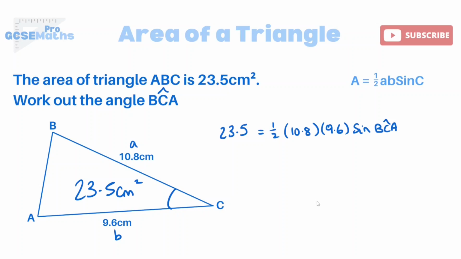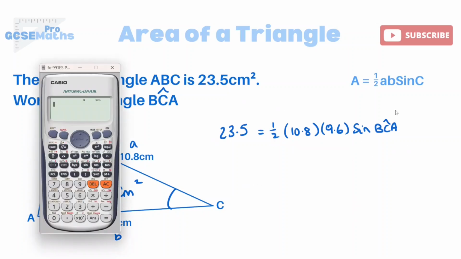So always set up your equation, put it equal to the number they've given you. Now I actually just have to do some rearranging. What I'm going to do first is probably work out these 3 things times together before I move anything. So I want to have sine BCA as the subject, don't I? So we'll do half times 10.8 times 9.6 first, just to find that out. Oh, not too bad of a decimal. That's fine, so I'll write that down.